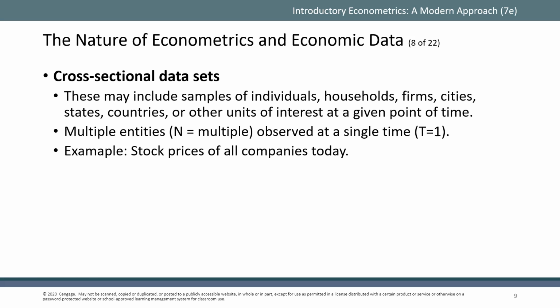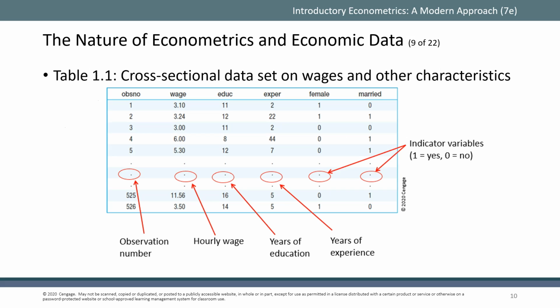Let me show you an example of a cross-sectional data. So this is a cross-sectional data set on wages and other characteristics. As you can see, this data set is observed for 526 individuals. You know that N is 526. So there are multiple entities in this data set. Now, what is the time? Time is 1 because this data set is observed at a single point in time. So you know multiple entities, T is 1.